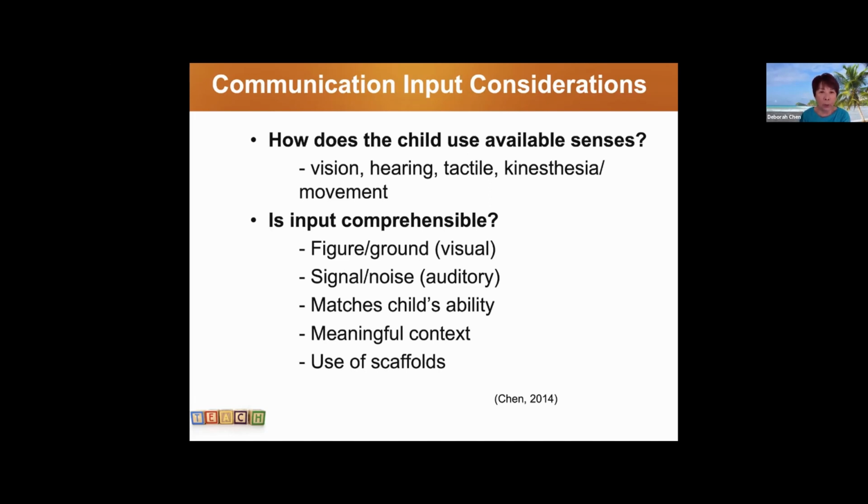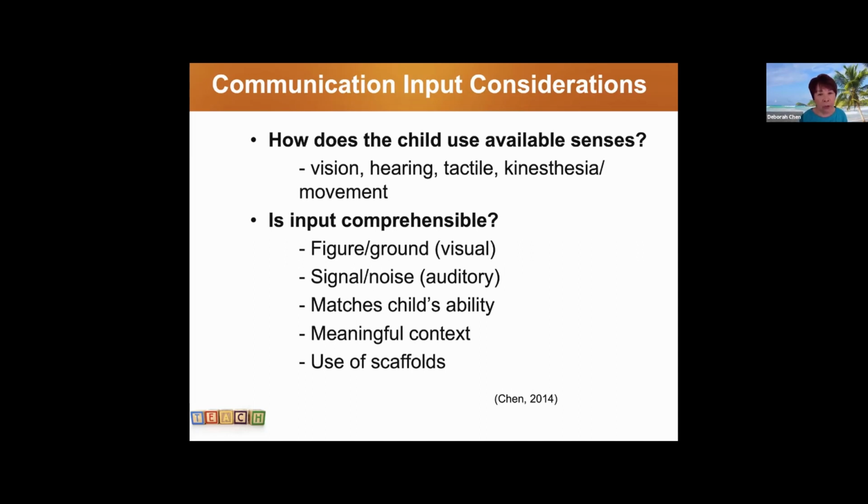Figure ground. We know the issue of visual clutter. So if we're showing the child something or using visual communication, can the child see it? Or is there some visual clutter or other distractions? If we're using speech, can the child hear the signal? Or are there noises in the background, music or people talking, that will be auditory clutter?